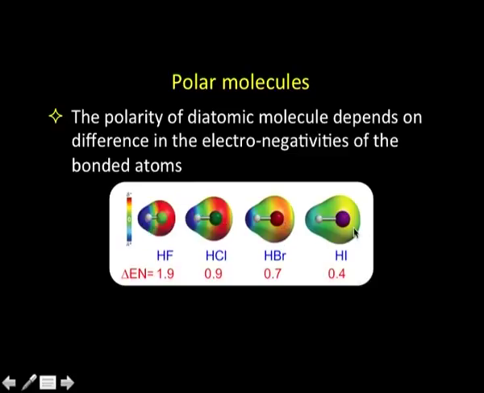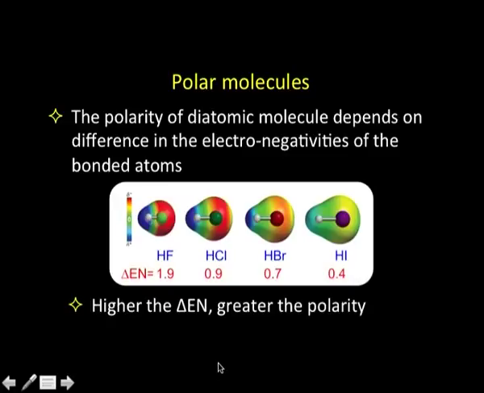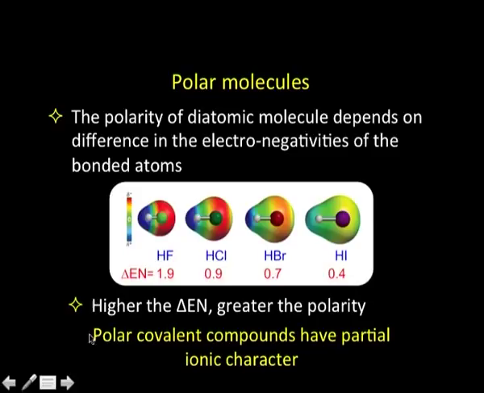So we start from here. Delta electronegativity is just 0.4, so there is a slight charge separation. Here it is more, still more, still more. Or in other words, we can say the higher the delta electronegativity, the greater is the polarity of the molecule. Now, we can see that the polar covalent compounds have what is called a partial ionic character, because since there is charge separation, they start behaving a little ionic in nature. And we have just seen that polar covalent compounds have partial ionic character.